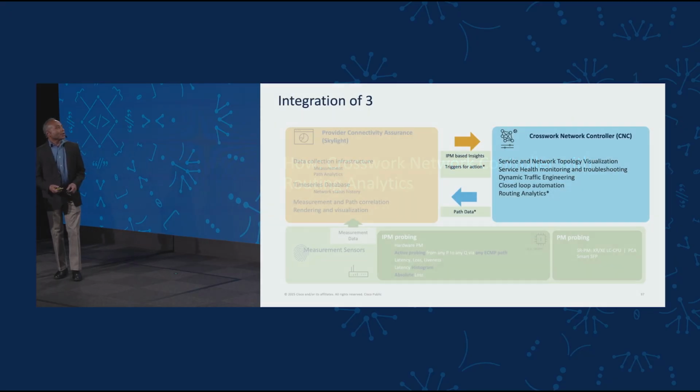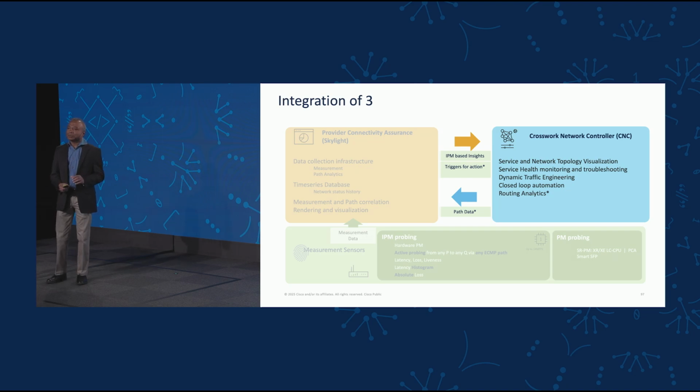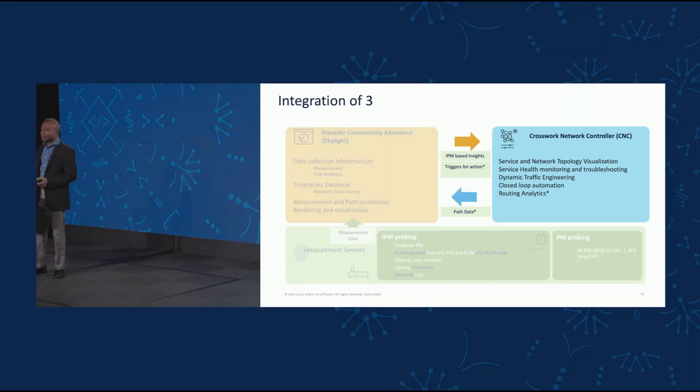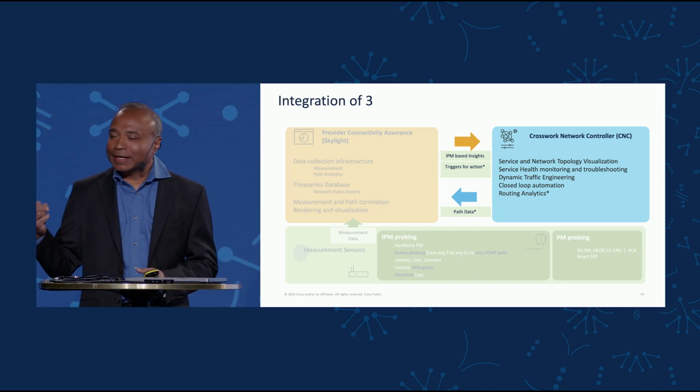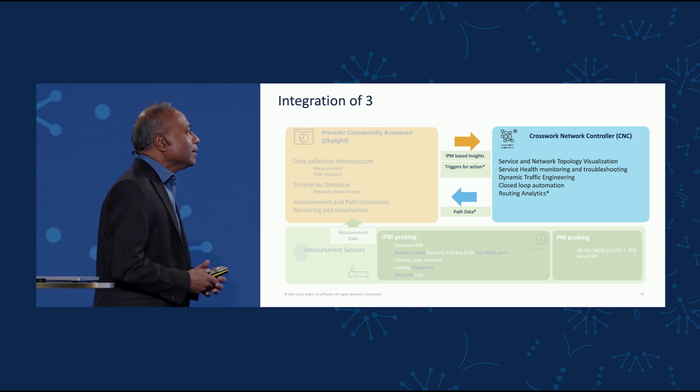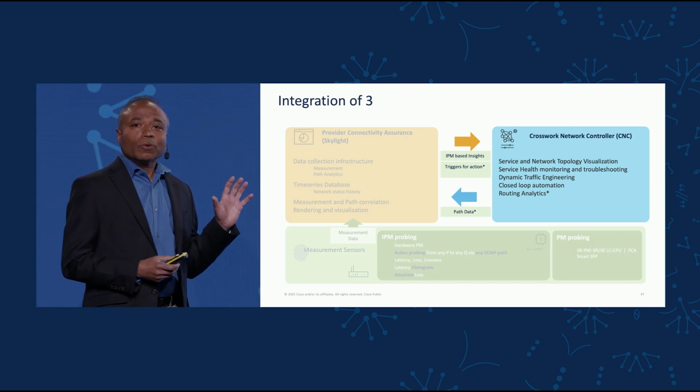Okay, so I'm going to talk about the third component in the solution, which is the Crosswork Network Controller. Before I get started, I want to highlight how we're going to take advantage of the granular, accurate data that we're going to collect from IPM and take advantage of the deeper analytics that Tom talked about.